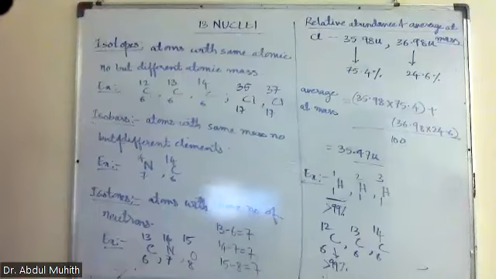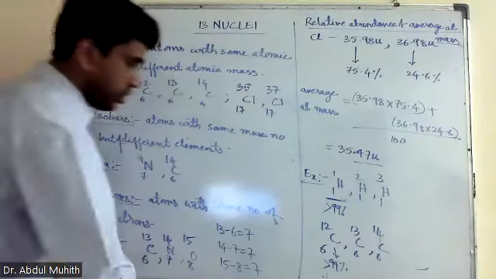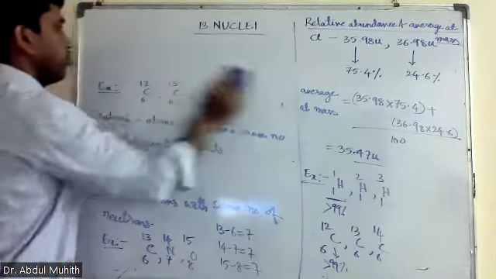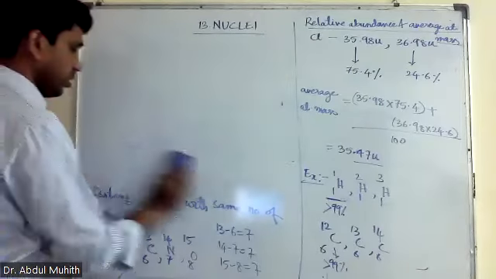Now, next we'll discuss the mass of proton, neutron and electron in terms of one atomic mass unit.